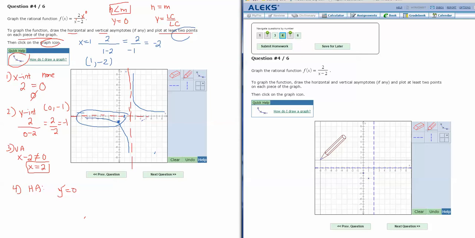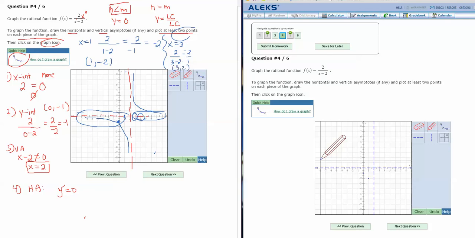Okay, now I expect that my other curve will be up in this upper quadrant, but to make sure and to get ALEKS to plot it correctly, I need to plug in 2 numbers that are going to be past the asymptote. So I'm going to plug in 3 and 4. Alright, so x equals 3. I get 2 divided by 3 minus 2, which is 2 divided by 1, which equals 2. So I have a point 3, 2.